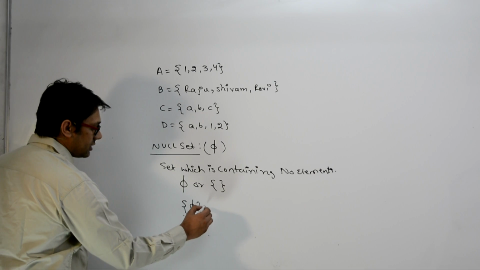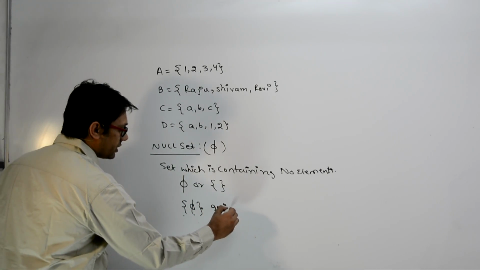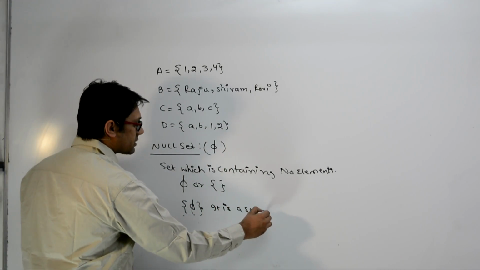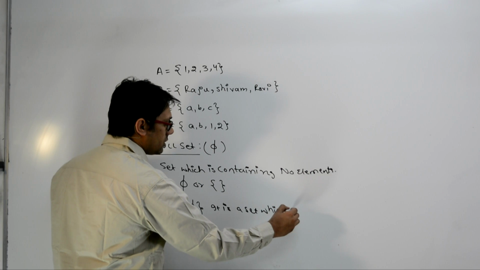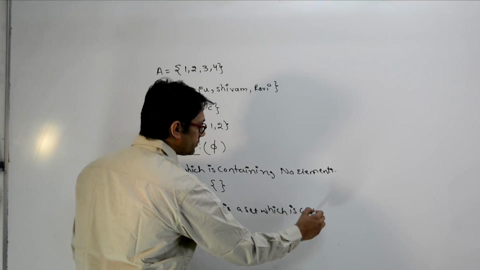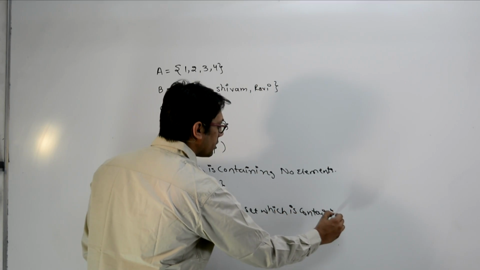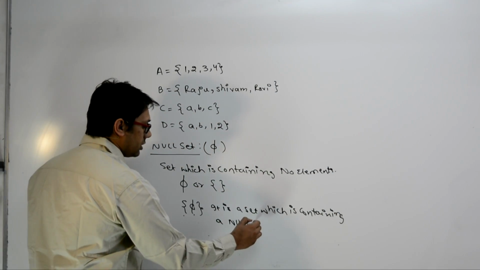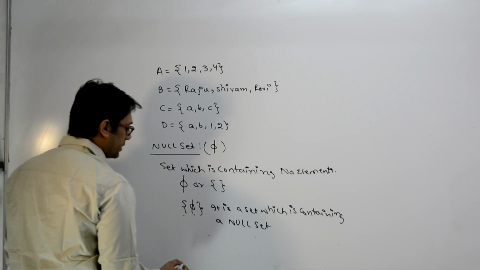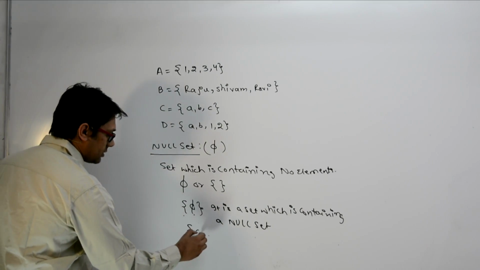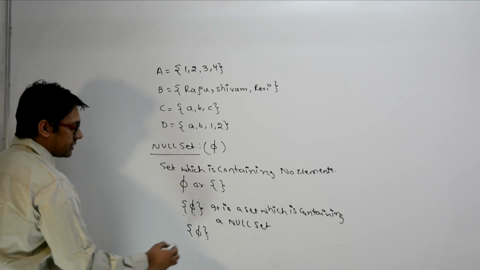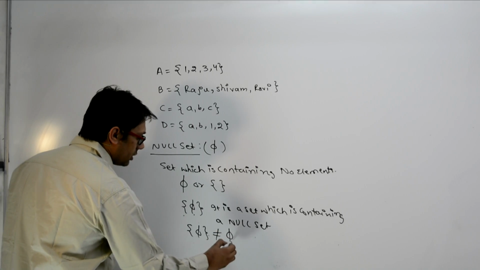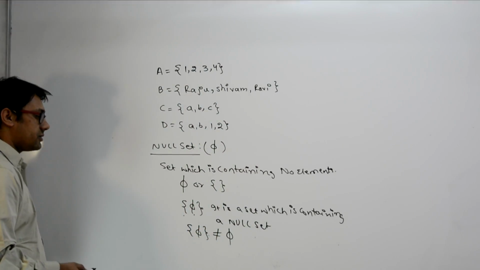You can say it is a set which is containing a null set. So that means when I am saying a set which contains a null set, it is not equivalent to phi, because phi itself denotes the null set.